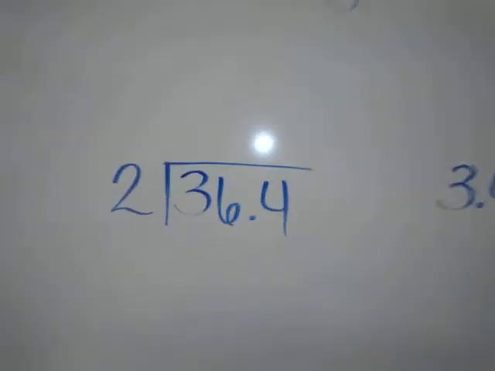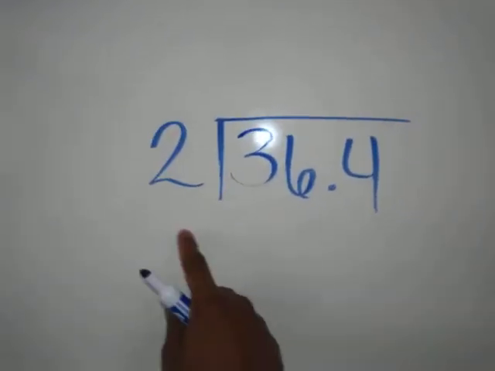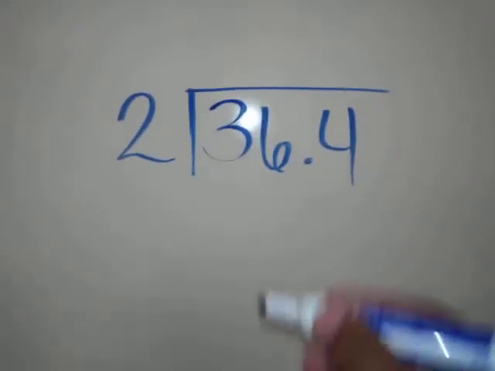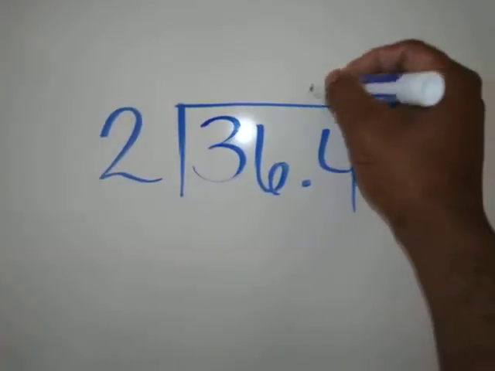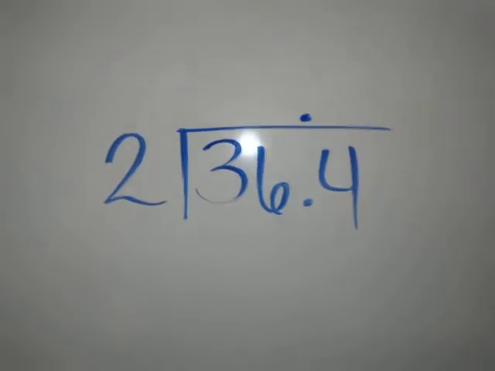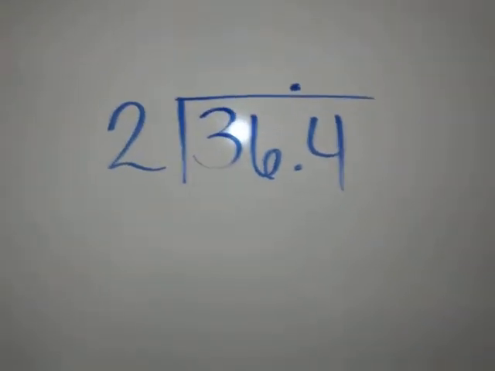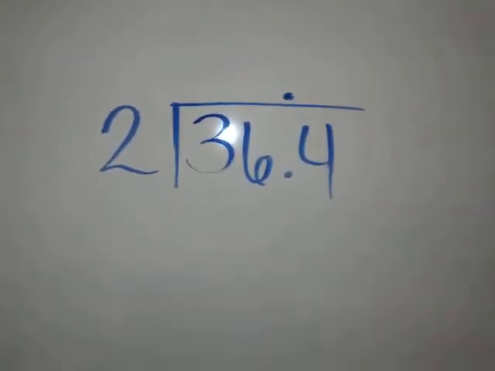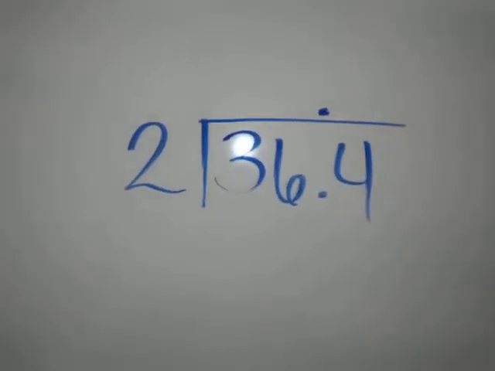Okay, let's look at the first problem. When you're dividing a decimal by a whole number, you just do one thing with this decimal. You just bring it up into your quotient, top of your division bar, and now you're done with the decimal. Now you just go ahead and divide as you normally would. Let's go ahead and do this.